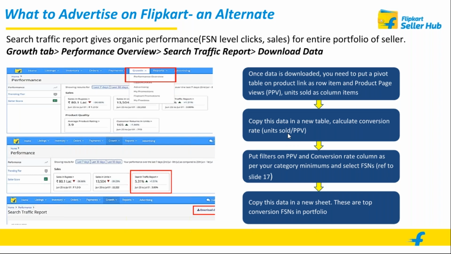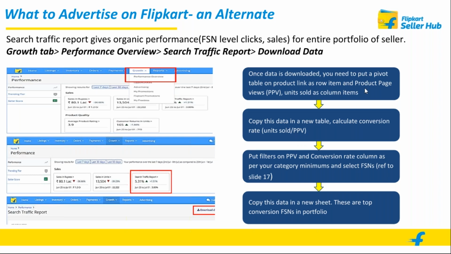So remember this, in PLA, what you're basically buying is a product page view, because you're paying per click, and a click is when the customer lands on the product page. And what you're trying to get out of it is the unit sold. So that is why this conversion data is very, very important. So what you do is, once you get onto this file, you check out products, and against each of the products, you put up a pivot on them first.